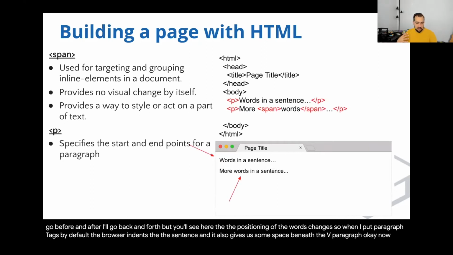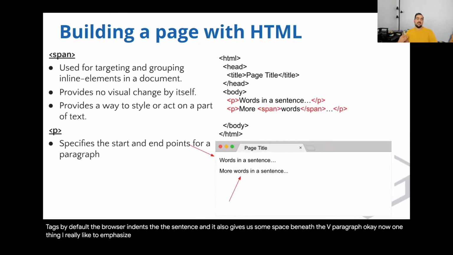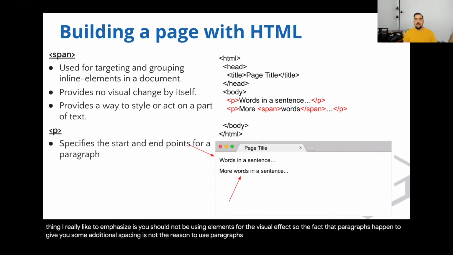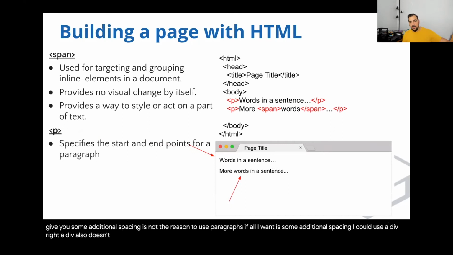Okay, now one thing I really like to emphasize is you should not be using elements for the visual effect. So the fact that paragraphs happen to give you some additional spacing is not the reason to use paragraphs. If all I want is some additional spacing, I could use a div, right? A div also doesn't come with any spacing out of the box, to be clear, but my point is we can handle the spacing using a different language, CSS, which we'll talk about a little later.